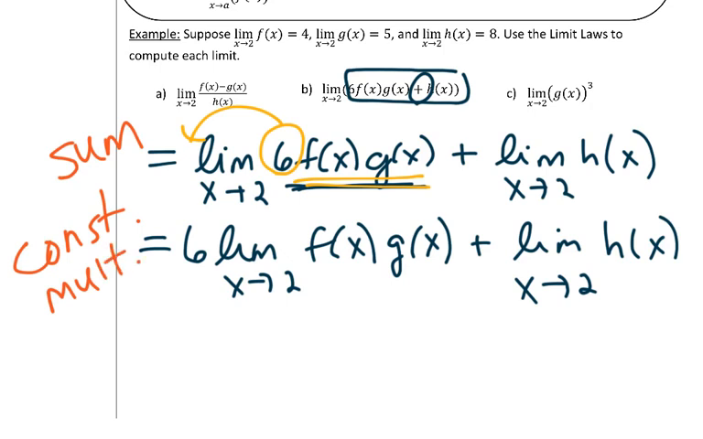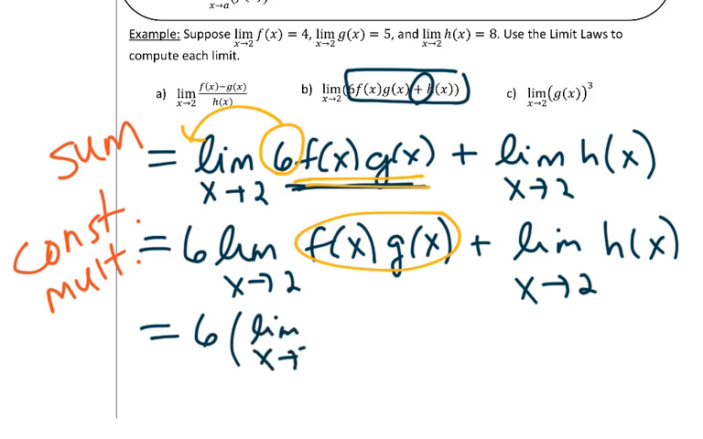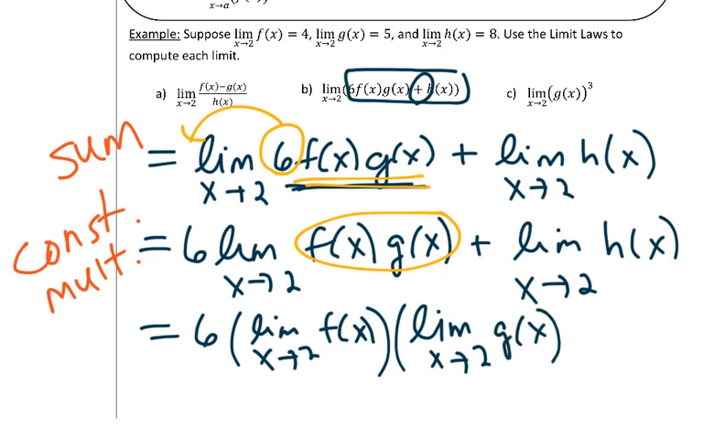Okay, and I notice these are still together, so let's separate that out. So this is 6 times the limit as x approaches 2 of f of x, but then it's also, because it's multiplying, the limit as x approaches 2 of g of x, and then plus the limit as x approaches 2 of h of x. All right, and what law was that? That was the product law, right, because it was multiplying.